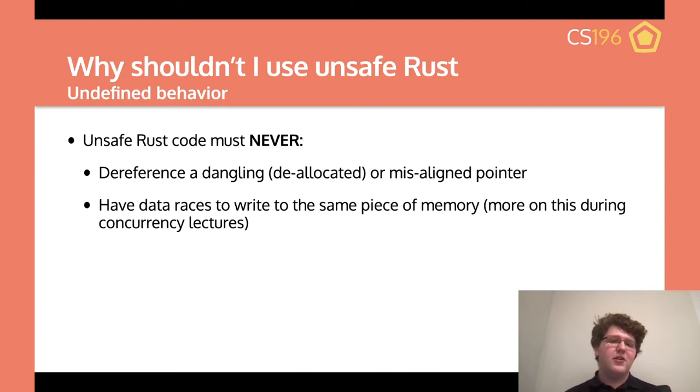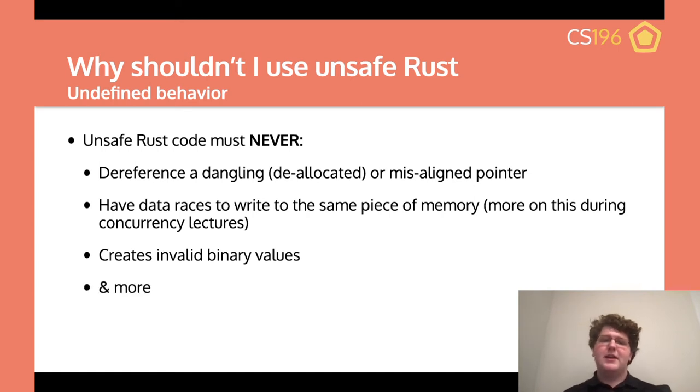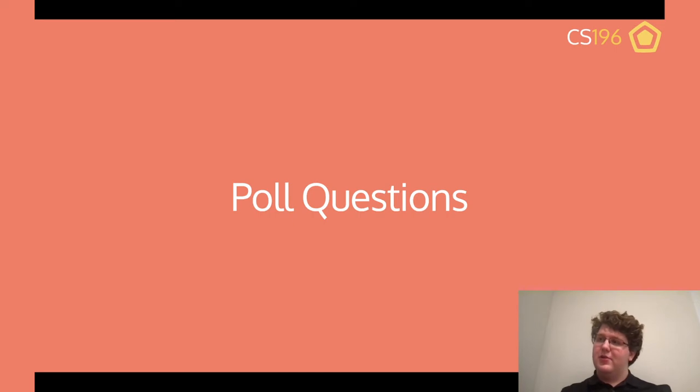More on this during the concurrency lectures with Eustace. Data races are really, really bad when you're working with unsafe Rust and raw memory, because you could run into issues where you might modify the same piece of memory. It could create invalid binary values. You don't want that when you're writing unsafe Rust. You must never do that. And then it has a bunch of other rules that I'll talk about how to find later, but it can never do any of them. So let's go to our next set of poll questions.